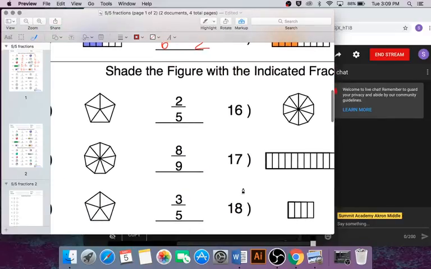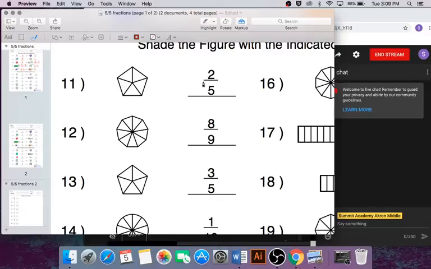Okay, down here for these next 10, they give us the fraction and we need to shade in the correct parts. So our denominator, or our bottom number, tells us how many pieces there are in the fraction, and then our top number, our numerator, tells us how many pieces we need to shade in. So in number 11, we have 5 pieces in the whole pentagon, and then we're going to shade in 2 of those.